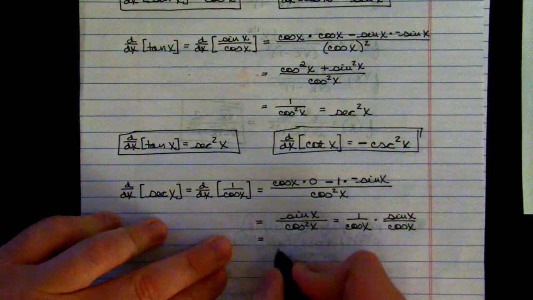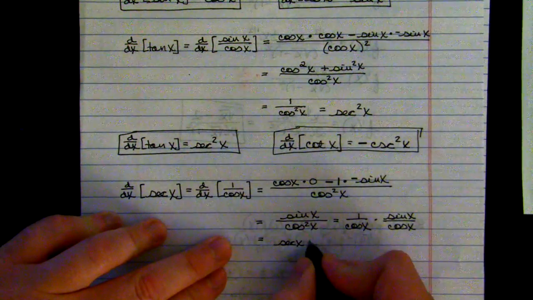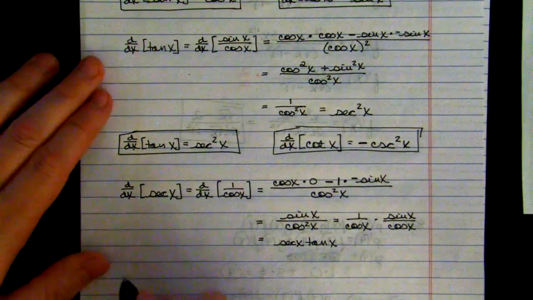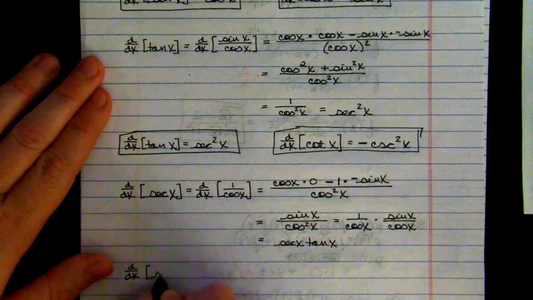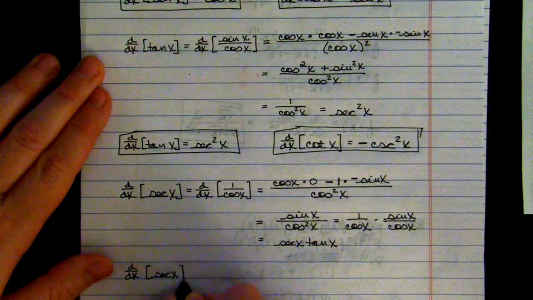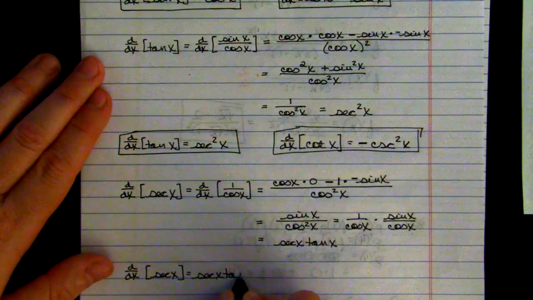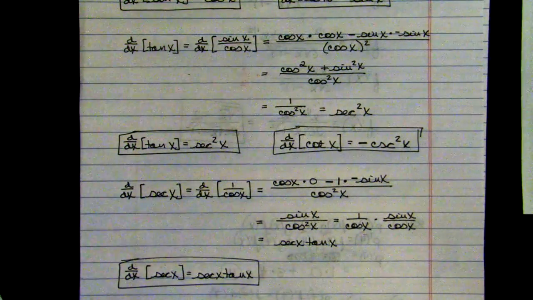What's 1 over cosine x? Secant x. What's sine x over cosine x? Tangent x. The derivative of the secant of x is the secant of x times the tangent of x. And that's our 5th trig derivative.